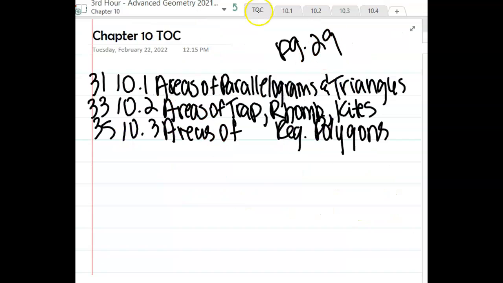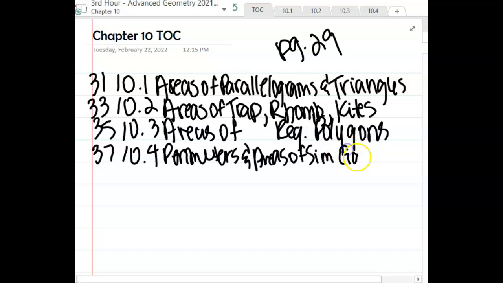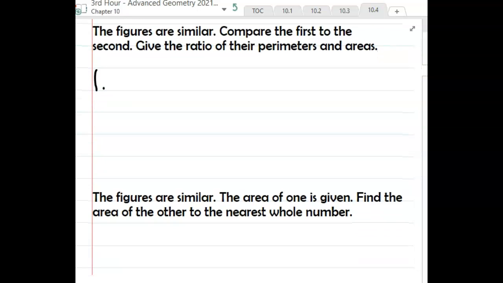Okay, let's get this included to page 37. This is section 10.4. It is perimeters and areas of similar figures. All right, so we're going to start knowing that the figures are similar. We want to compare the first to the second, and we are going to get the ratio of their perimeters and of their areas. So first one, we're going to have two right triangles.